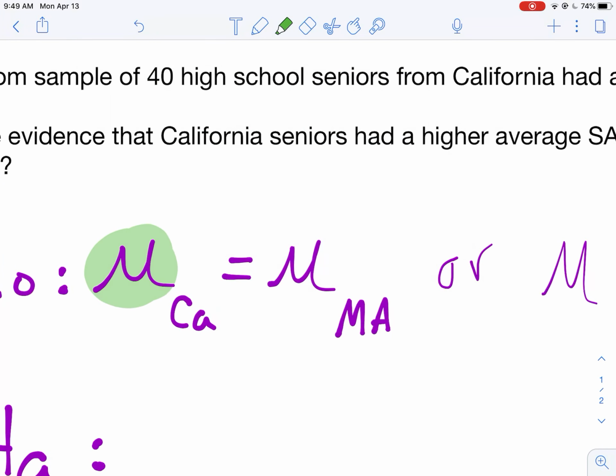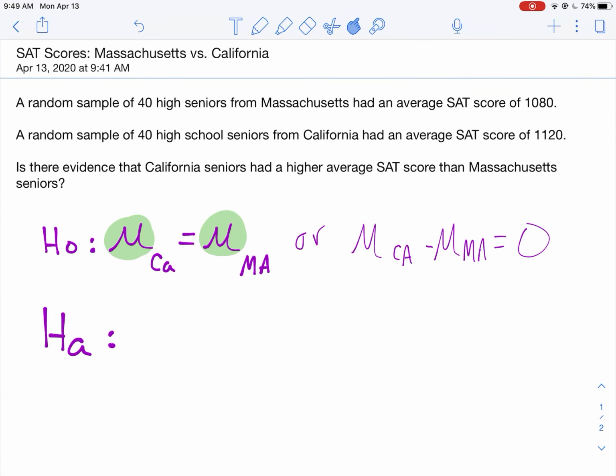And notice how I used mu. This represents the mean of a parameter. This is a parameter. This is the mean of an entire population. That's what we use when we're trying to establish the mean of a population.